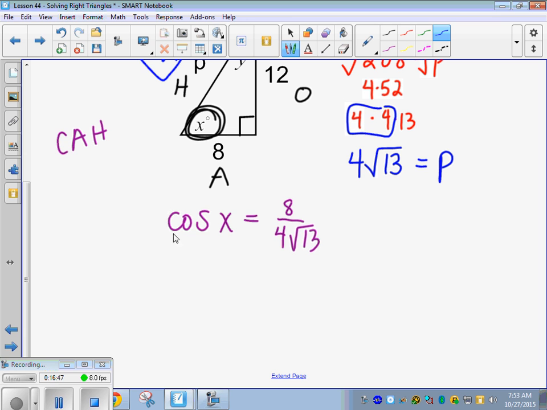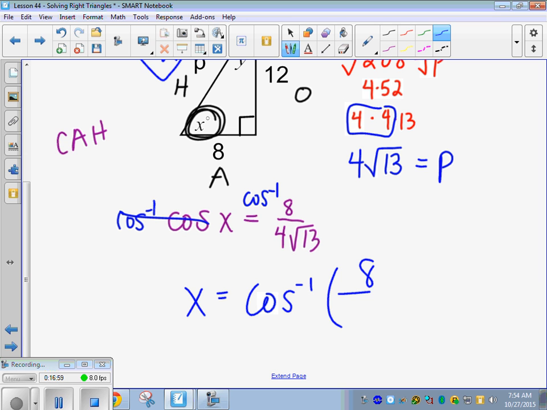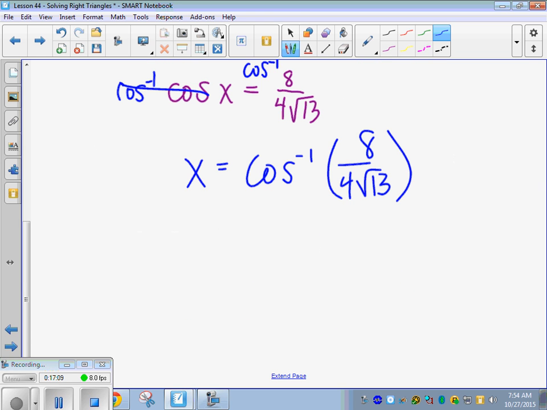All right, so Stephen, I want to get the x by itself. How do I get rid of the cosine? Cosine inverse. Inverse cosine is how we say that. Inverse cosine. All right, so x is equal to the inverse cosine of, and you can just plug that whole thing in your calculator just like that. And somebody tell me what angle you guys get for that rounded to 3 decimal places.